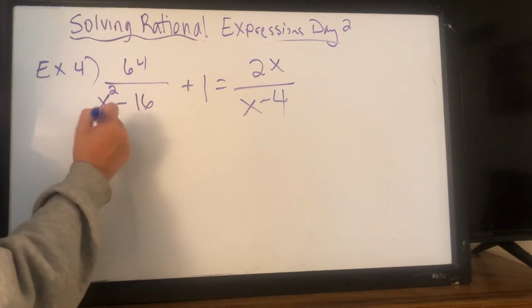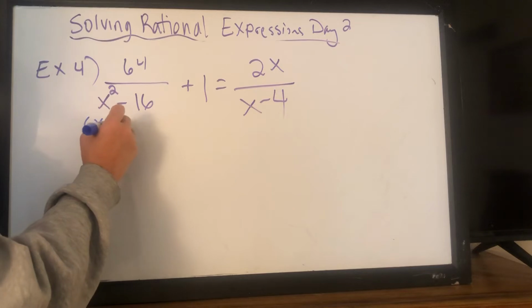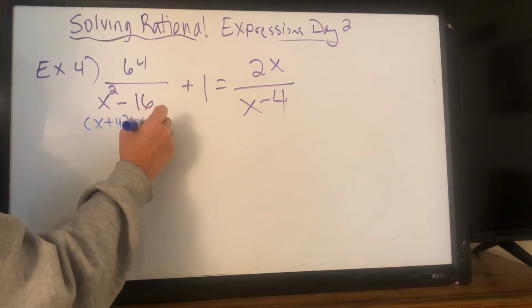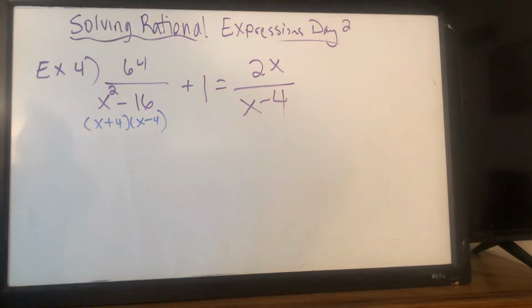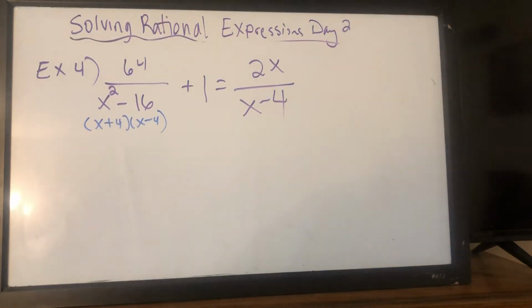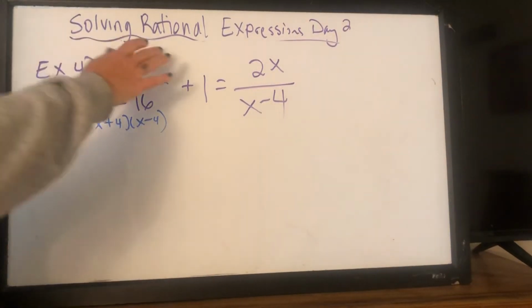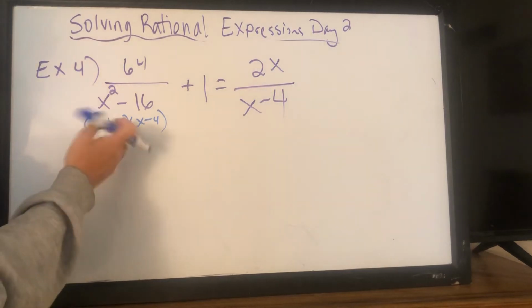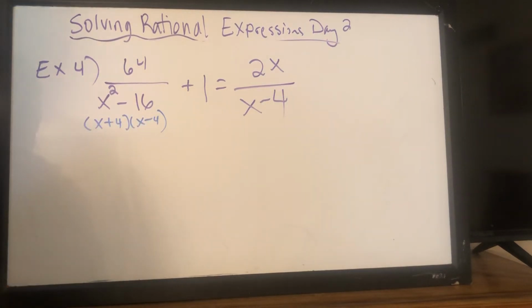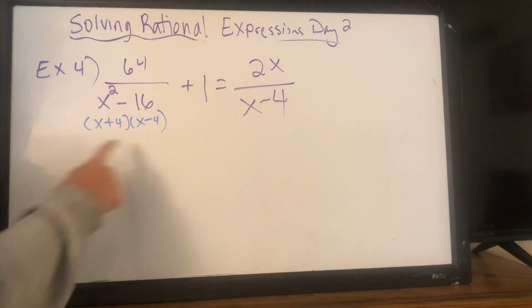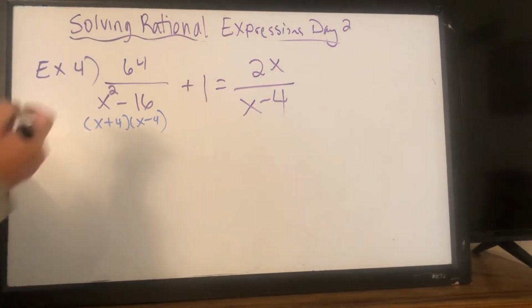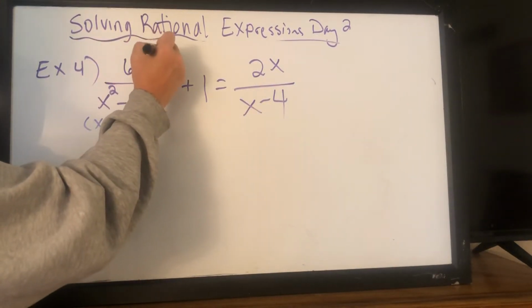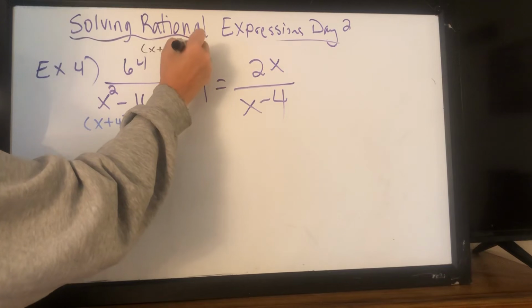Recall, this is a difference of 2 squares. X plus 4, x minus 4. That's really the only extra step on this problem, okay? So if we look at it, common denominators, you think about what you need to put up top to cancel out these denominators, okay? So we need an x plus 4 up there, don't we? Yeah. And we also need an x minus 4. So I'm going to put both of them up there. X plus 4, x minus 4.